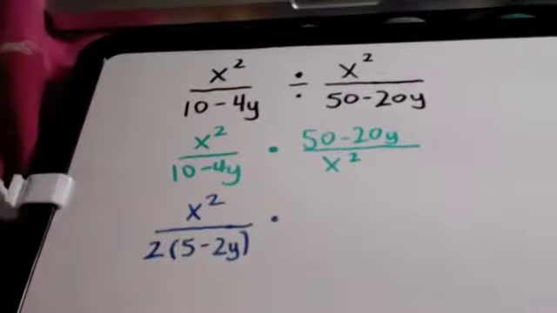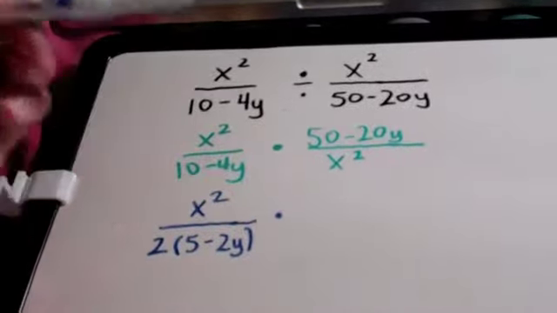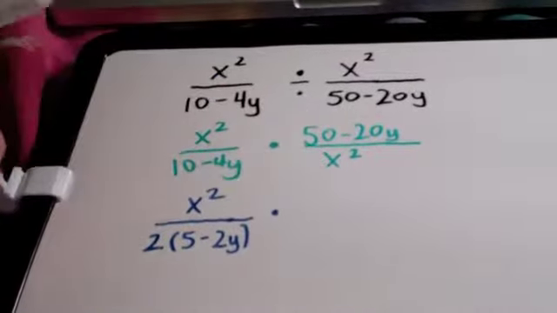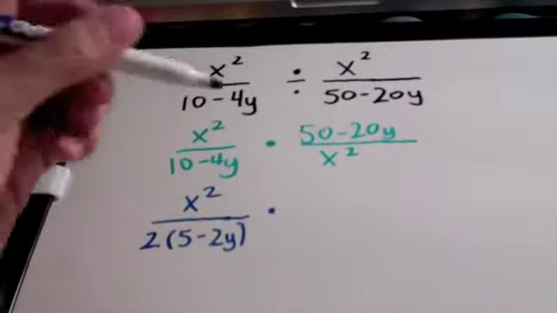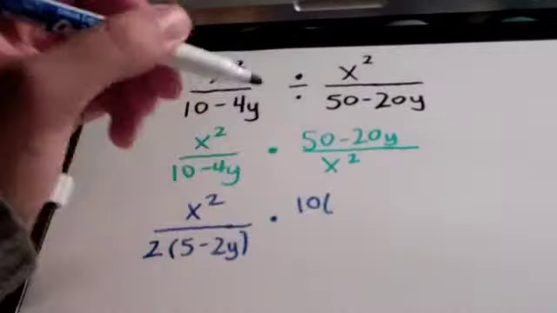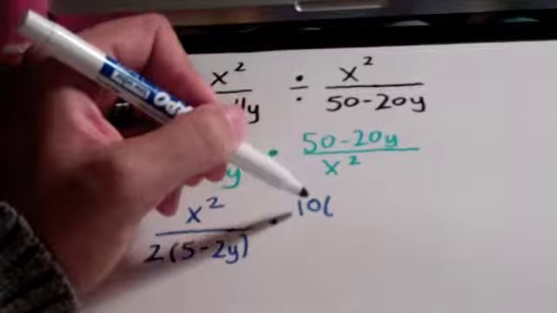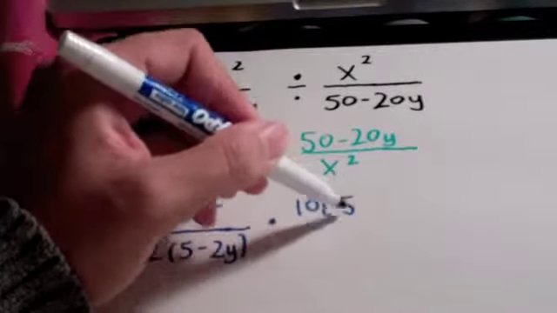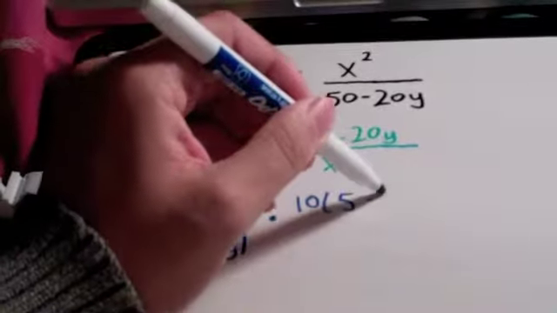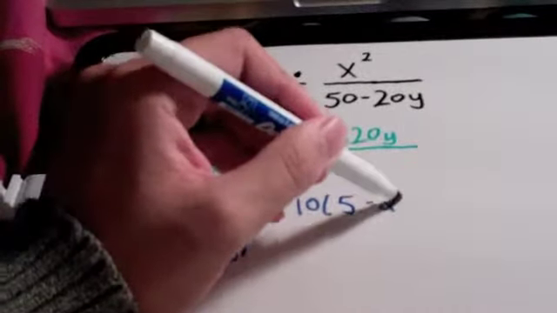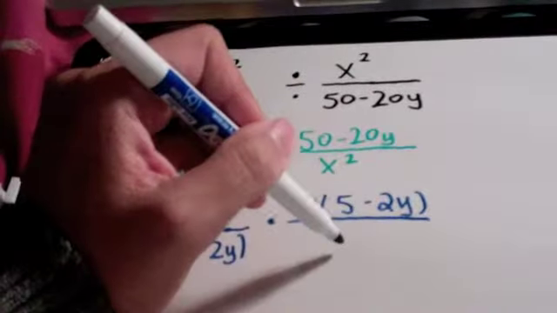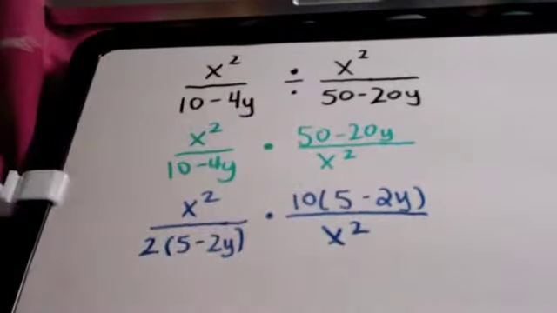This is still times. And let's factor this piece. 50 minus 20y. So whenever you have two numbers that end in 0, you can divide by 10. So let's pull a 10 out. And what times 10 is going to give us 50, and that's 5. Minus, to get 20, we'll have to multiply 10 by 2, and we got to add our y here. And this is just going to stay x squared.